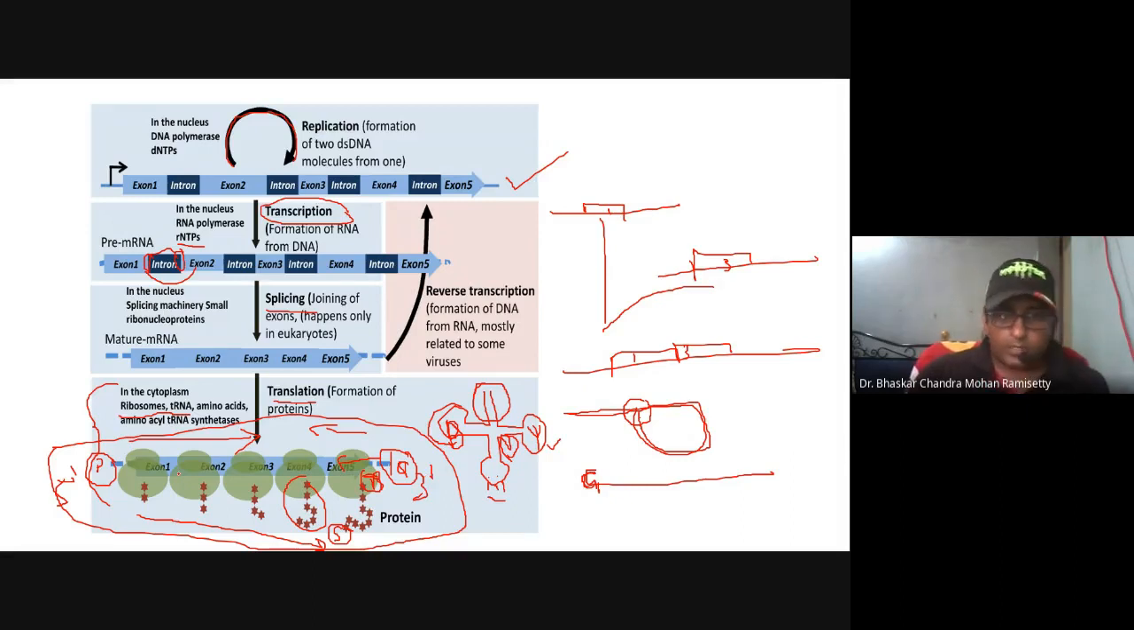This whole structure is called a polysome. A polysome is mRNA completely coated with a lot of ribosomes. That is called a polysome.